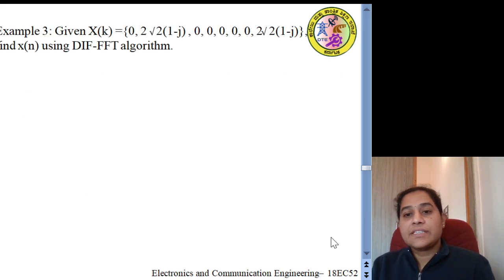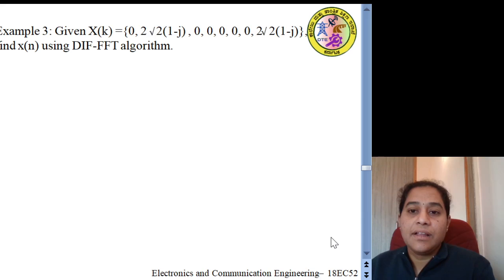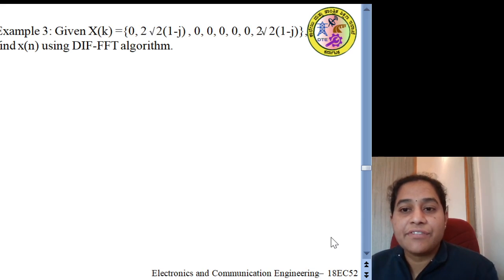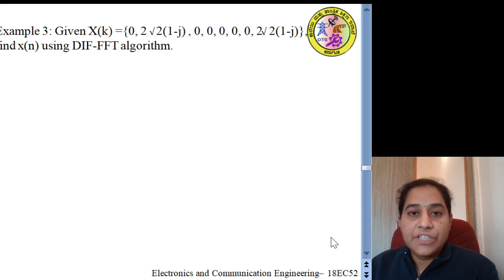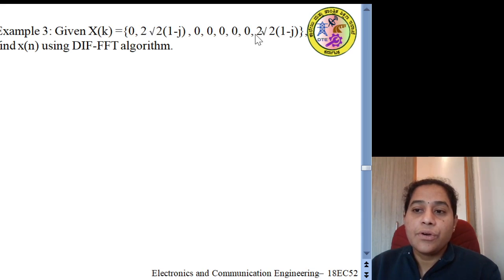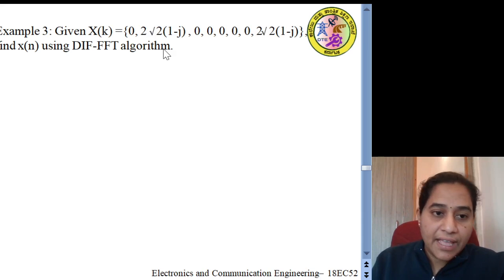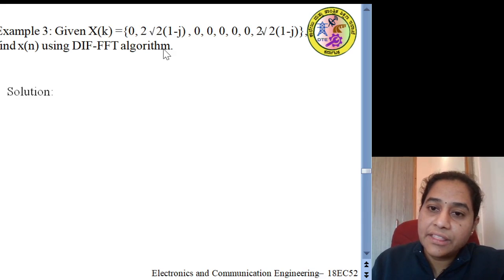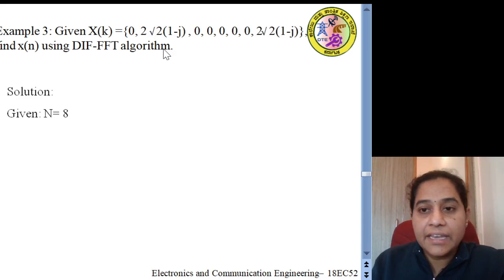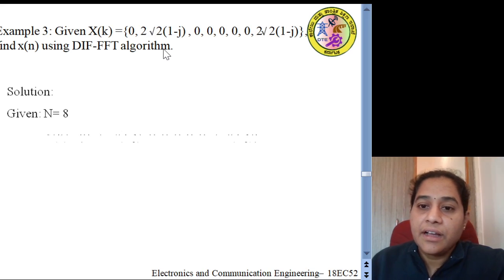So now let us consider another example where the given value of x of k is 0, 2 root 2 into 1 minus j, 0, 0, 0, 0, 0, and 2 root 2 into 1 minus j. And we have to find IDFT x of n using the DIF FFT algorithm. So again we have to consider the length of this sequence, that is N is equal to 8.